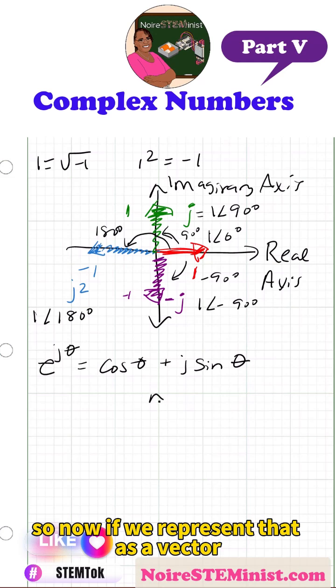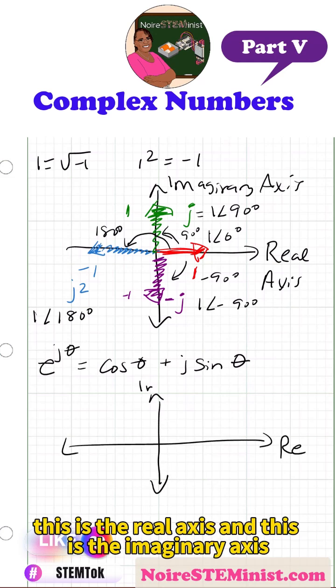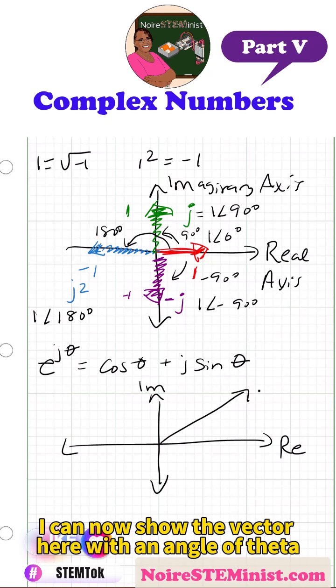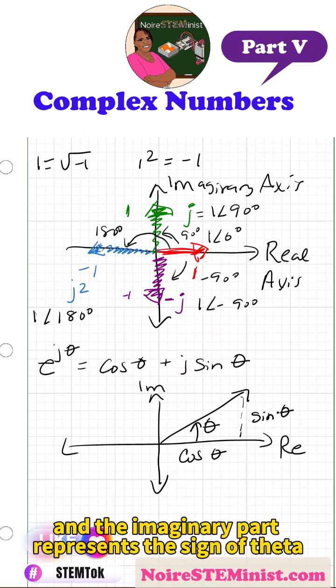So now if we represent that as a vector, once again, this is the real axis and this is the imaginary axis. I can now show the vector here with an angle of theta, where the real part represents the cosine of theta and the imaginary part represents the sine of theta.